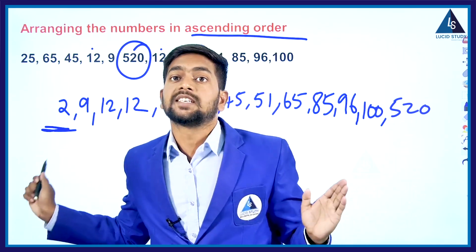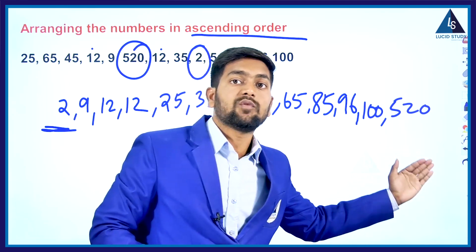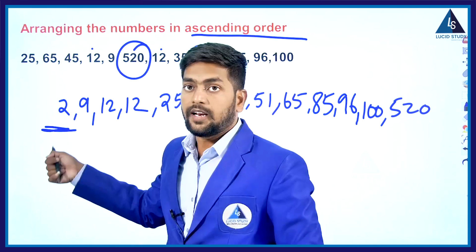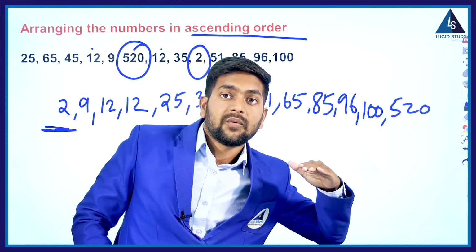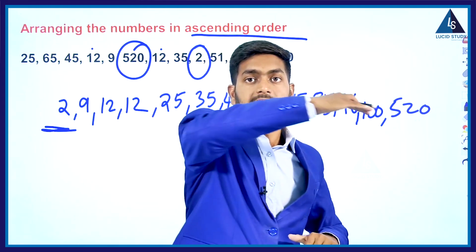Here, 2 is our smallest number and 520 is our greatest number. Arrange these numbers in ascending order. Ascending means arranging the numbers from smaller number to greater number.